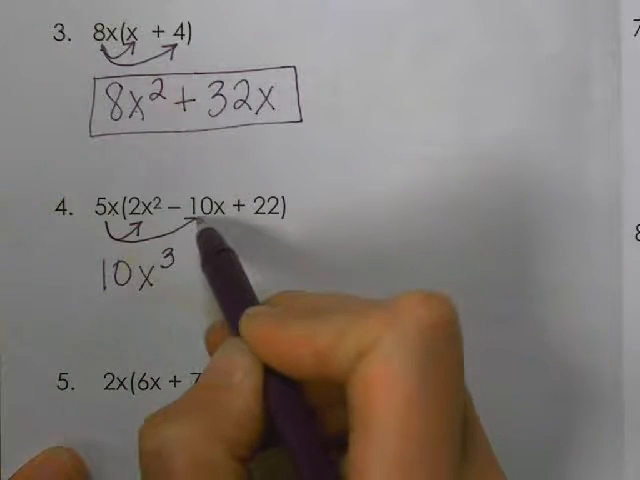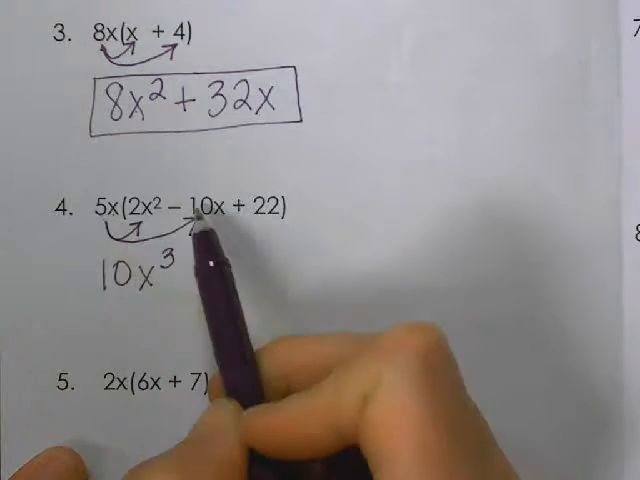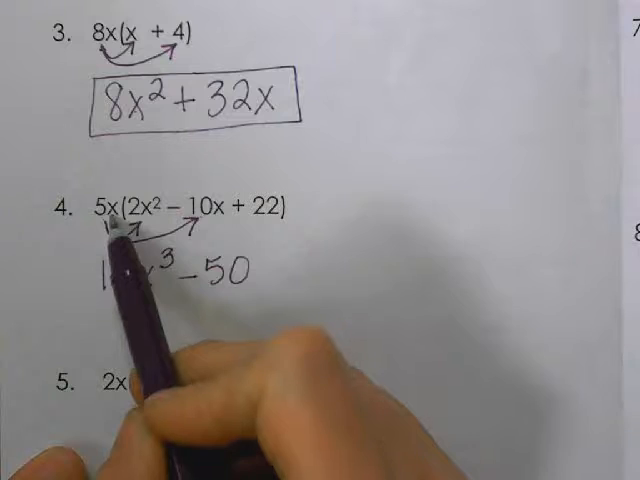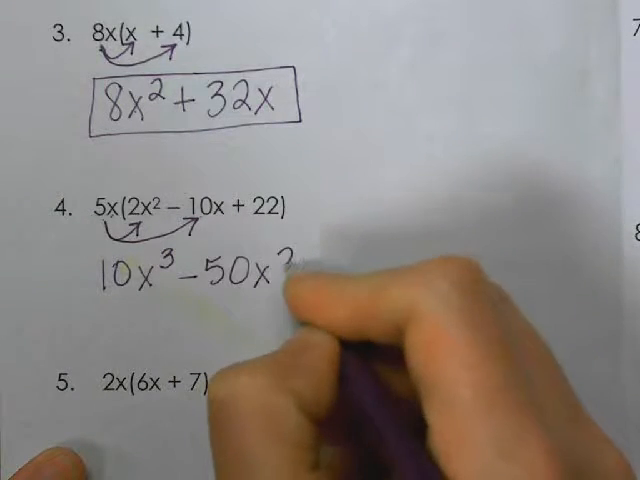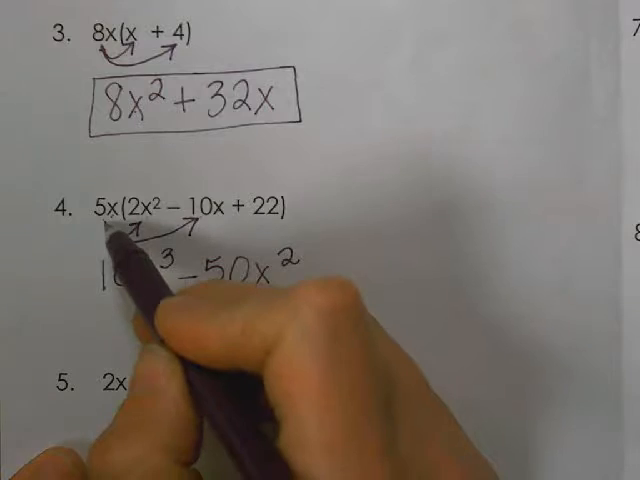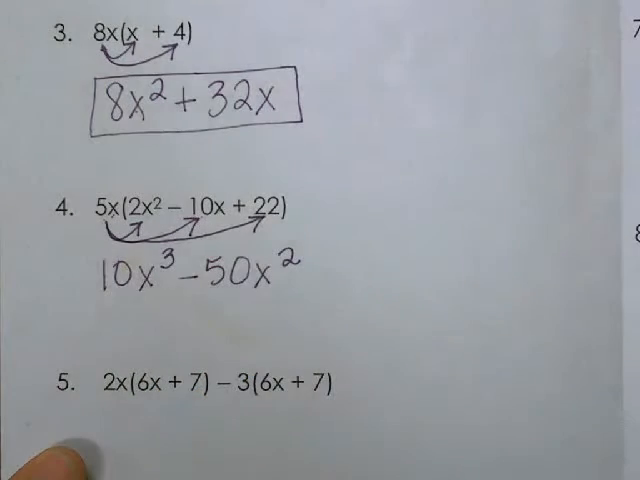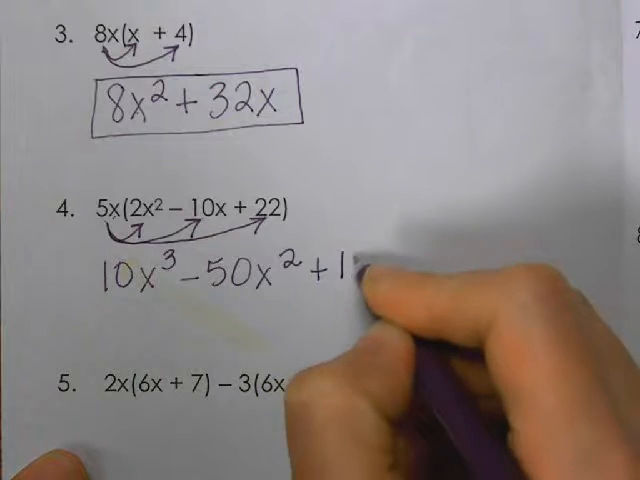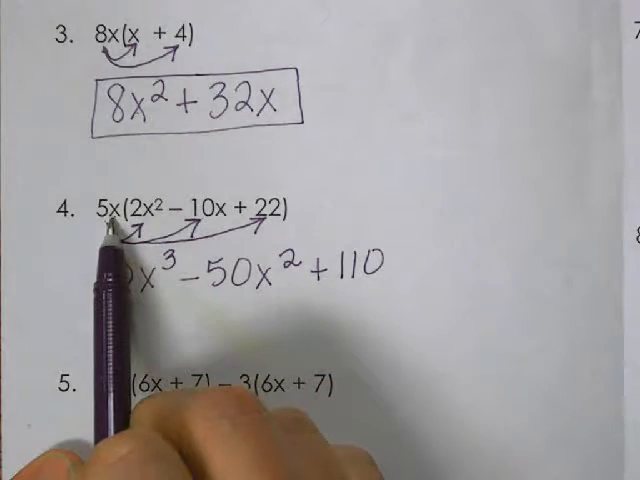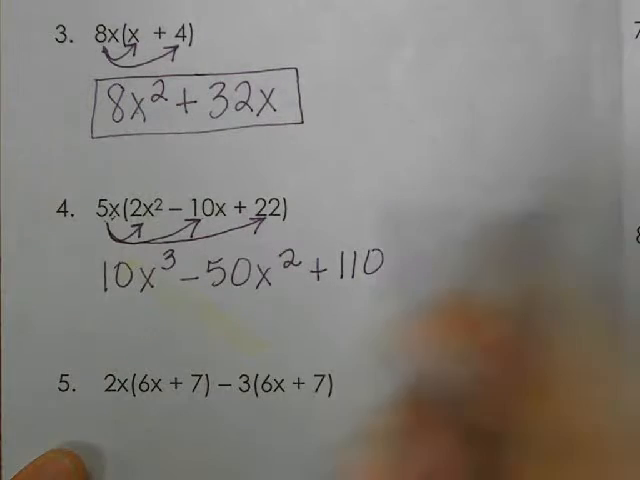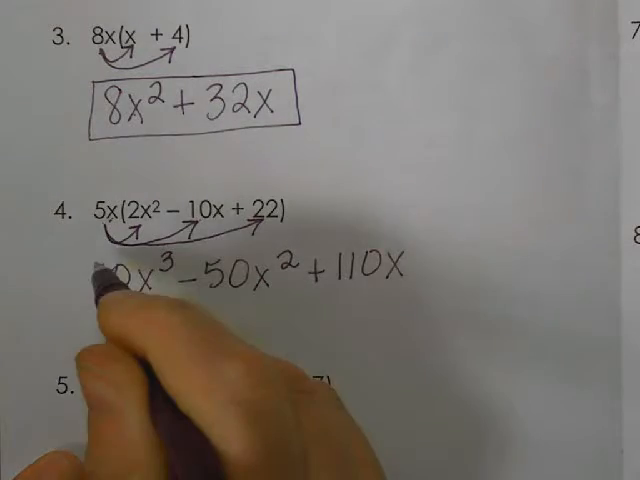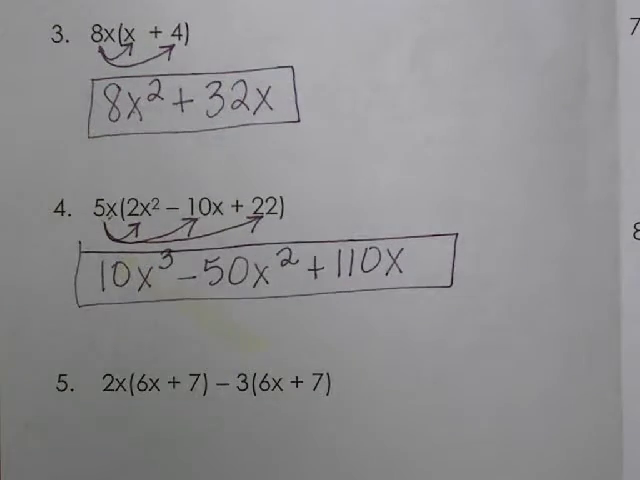Now we're going to do 5x times negative 10x. So that's 5 times negative 10, which is negative 50, and x times x, which is x squared. Lastly, we're going to do 5 times 22. 5 times 22. That's 110. And it's positive, right? And there's only one x. Okay, 5x times 22 is 110x. There's only one x on the end. Okay? And that's my answer for this one.